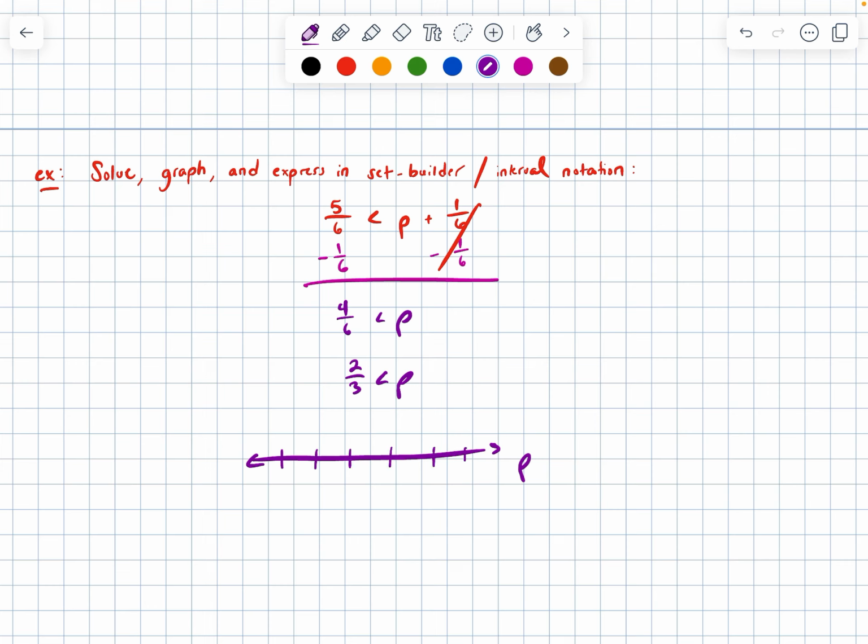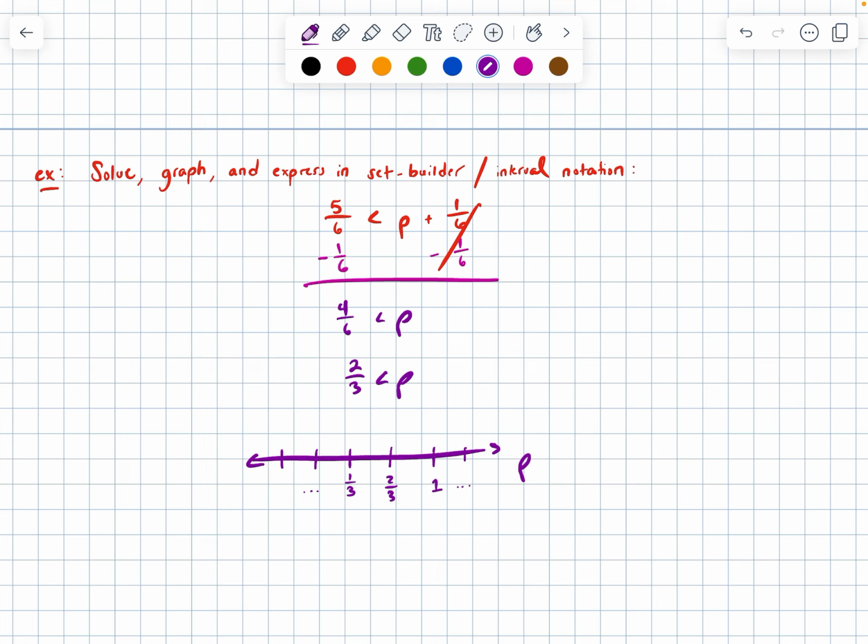Let's graph it. So I'll give myself a number line. I'll label it with my variable p. I'll give myself a couple tick marks. In this case, it doesn't matter where the 2/3 goes. Maybe I'll put it kind of towards the middle. I'll give myself one or two things on either side to indicate some scale. Well, 1/3 up from 2/3 is 3/3, or 1. 1/3 down from 2/3 is 1/3, and I could keep going.